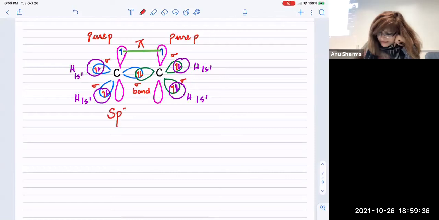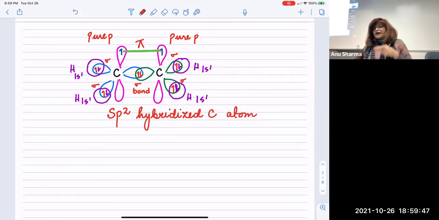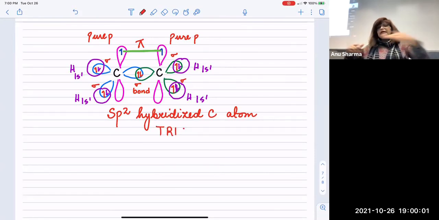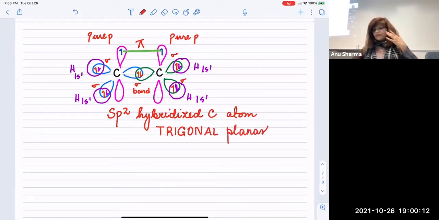Pure P here, sp2 hybridized carbon atoms. That means that from the carbon angle, it is going to be trigonal planar. That's the shape. So it's flat. It's linear from the middle, but from the side, it's like a triangle, trigonal planar. That's the shape from the sides.